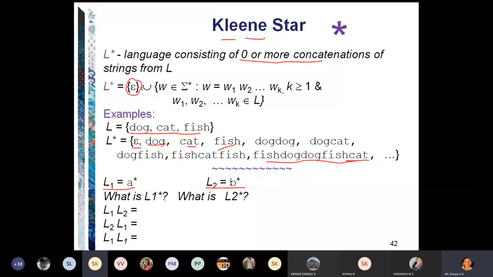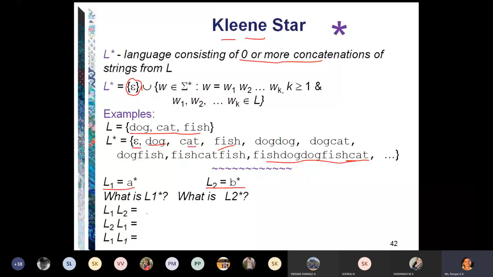Will you be able to write L2 star? Write L2 star: epsilon, B, BB, 2Bs, 3Bs, etc. Okay. Next, as continuation to this, what is L1 L2? What is L2 L1 and what is L1 L1? I have the answer. I will show you.